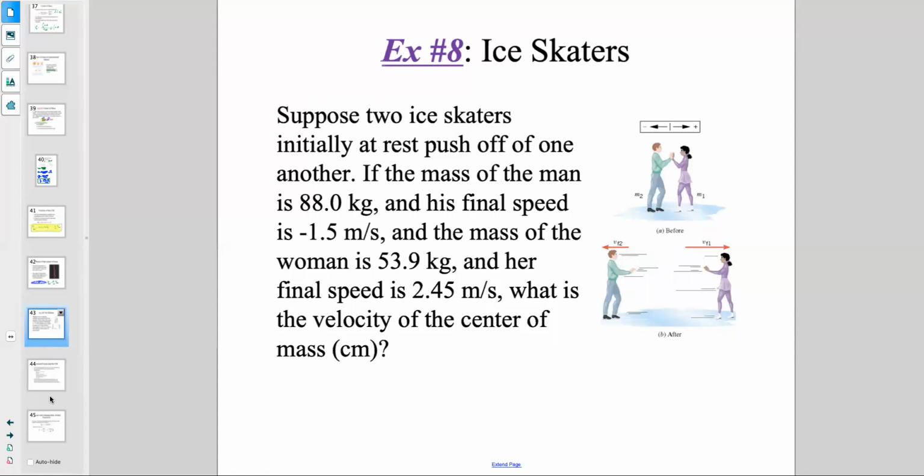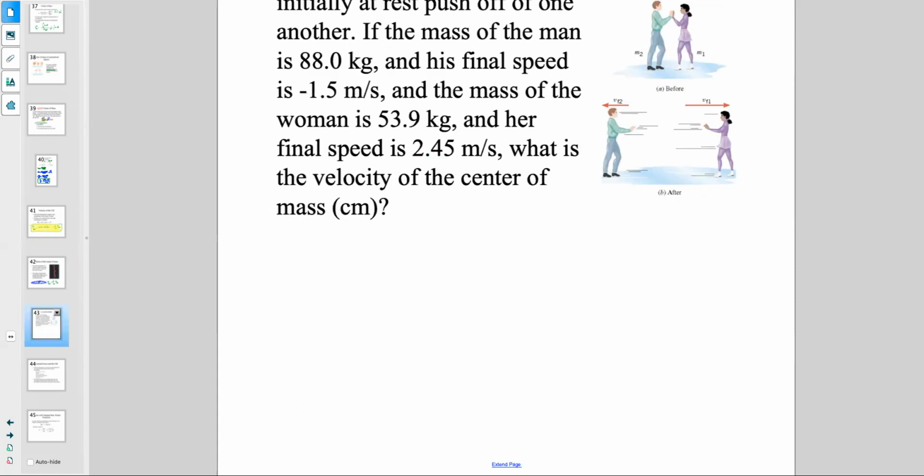Push off of one another, okay? If the mass of the man is 88 kilograms and his final speed, I mean, it has a negative sign here, so it means it's in the negative direction. So his final velocity is negative 1.5 meters per second. And the mass of the woman is 53.9 kilograms, and her final velocity is positive 2.45 meters per second. What's the velocity of the center of mass?